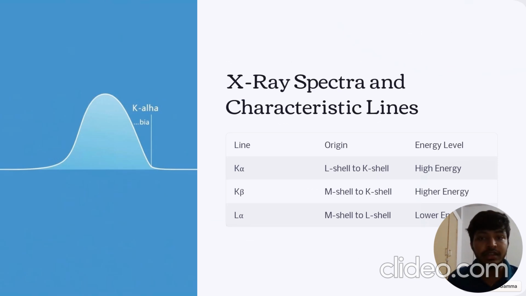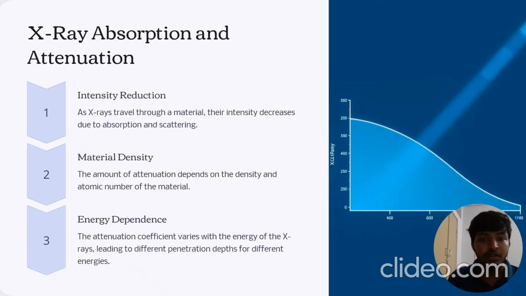X-rays feature characteristic lines. These are lines that indicate specific electron transitions within the atom. The K alpha line results from electrons moving from the L shell to the K shell, producing high energy X-rays. The K beta line occurs when an electron transitions from the M to the K shell, resulting in even higher energy. And the L alpha line is generated by a transition from the M to the L shell. This yields low energy X-rays. These lines are essential in identifying and analyzing the elemental composition in various materials.